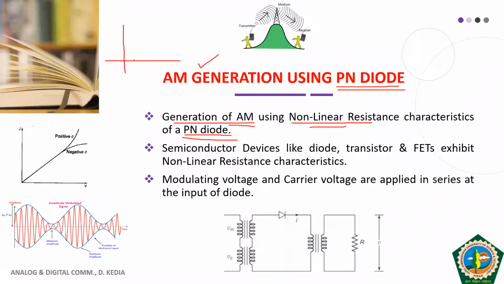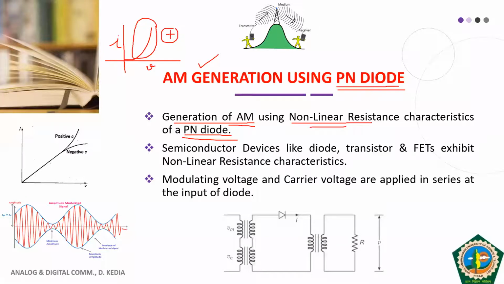If we draw the VI characteristic of PN diode, it looks like this. You very well know that this is voltage, and this is current, and this is the forward biased characteristic. So you can see that this is a non-linear characteristic. And as we have proved mathematically in the previous slide, when we pass our modulating signal and carrier signal through non-linear resistance, we can generate AM signal.